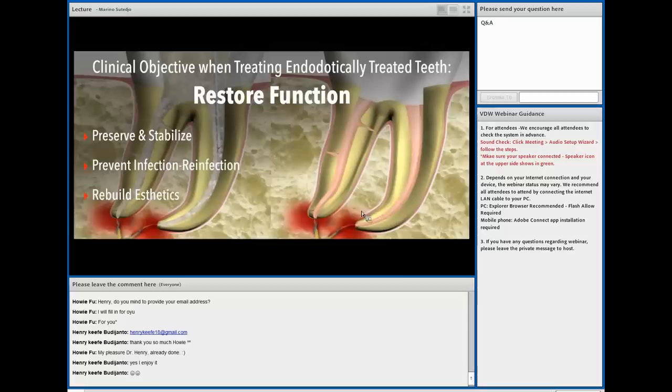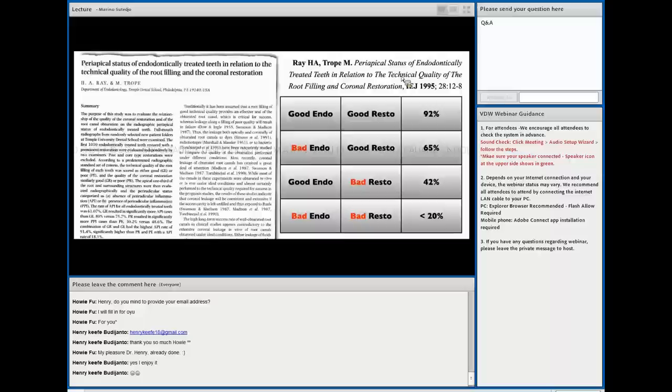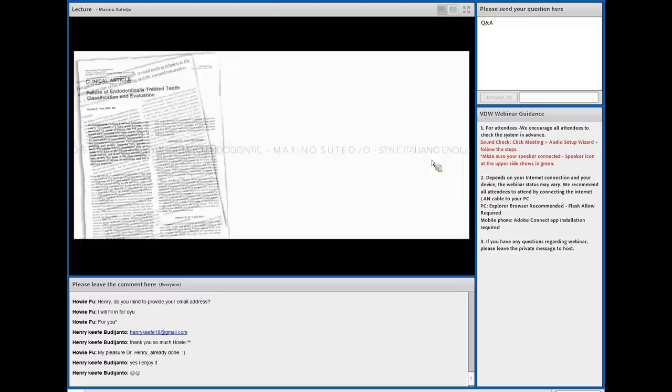So once again, the clinical objective when we are treating endodontically treated teeth, also in conjunction with minimally invasive endodontics, we need to remember that we need also to restore function, because the final objective of endodontic treatment is to save the natural tooth and to make it function without any symptoms, normally, without any problems. And in order to restore function, therefore, we need to preserve as much tooth structure as possible and stabilize tooth structure. We need to prevent infections and also reinfections, and we need to rebuild aesthetics. This is also one piece of evidence from a journal that has been cited many, many times, in the International Endodontic Journal by Martin Trope, that the combination of good endo and good resto will achieve 92% success. Even though you do good endo, if you do bad restorative, of course, the percentage is not high. So therefore, restoration is so important in the longevity of our endodontically treated tooth.